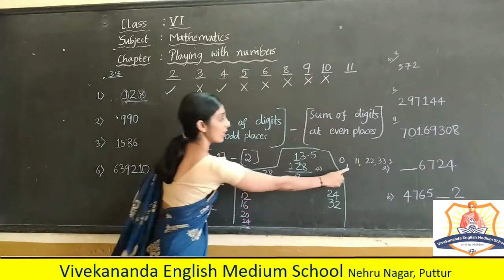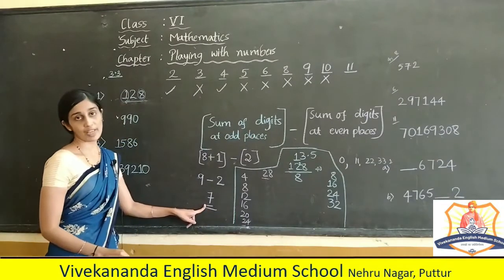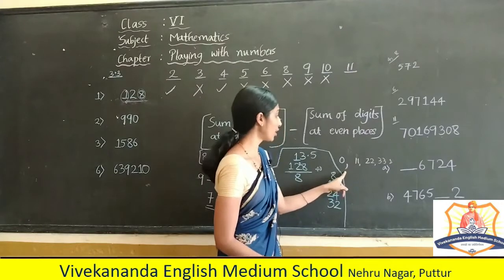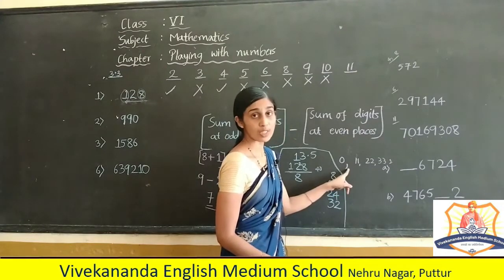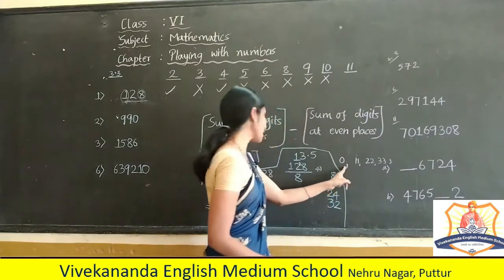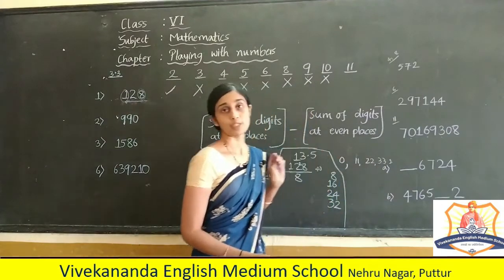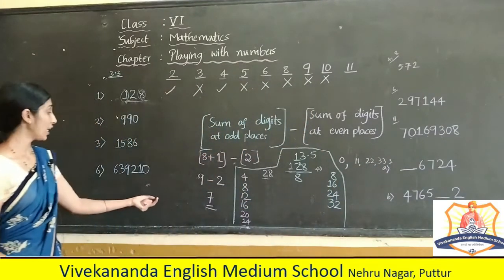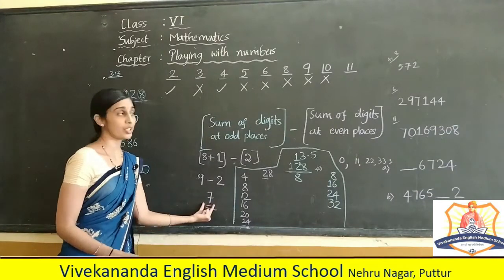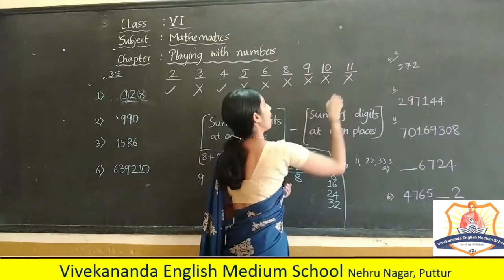Whether this suits here? No. The difference is 7 here. But in order to say that the given number is divisible by 11, the difference must be either 0, 11, 22, 33 or multiples of 11. So our criteria rule does not hold good here. So the given number is not divisible by 11.